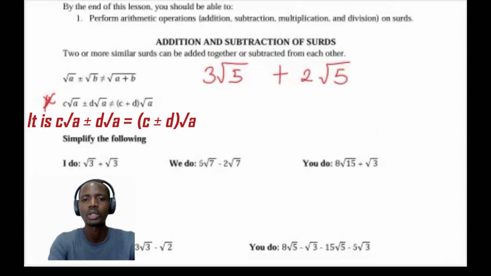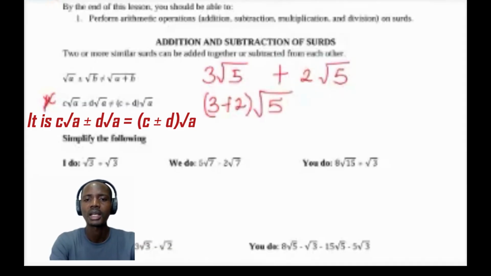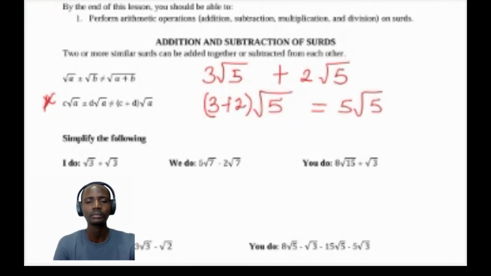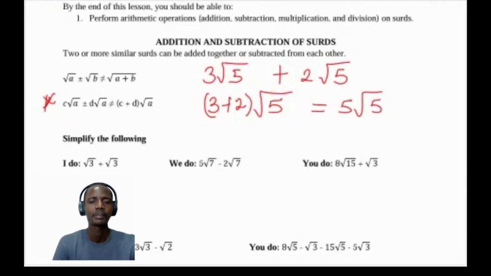So what you just have to do is you add the real parts. What do I mean by the real parts? What I have here, 3 plus 2. Yeah, so we have 3 plus 2, then we have root 5. So, of course, that gives us 5 root 5. So that's what you have. That is 5 root 5. I hope that is clear.